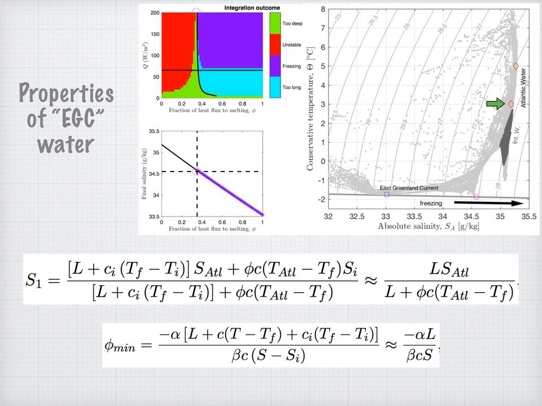So all of these experiments started with this Atlantic water at 3 degrees C, and then we use a range of phi and Qs, and we find that we will produce what we would call East Greenland Current water, in other words, at the freezing point, with a salinity which is less than this purple circle, which corresponds quite nicely to data.